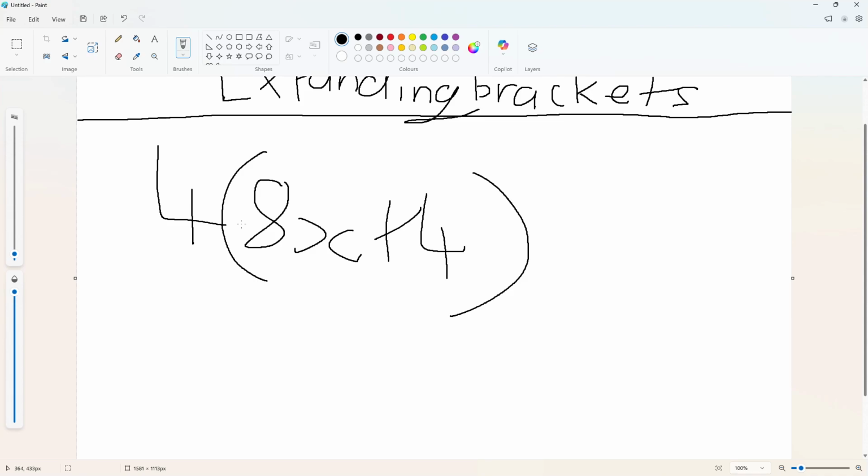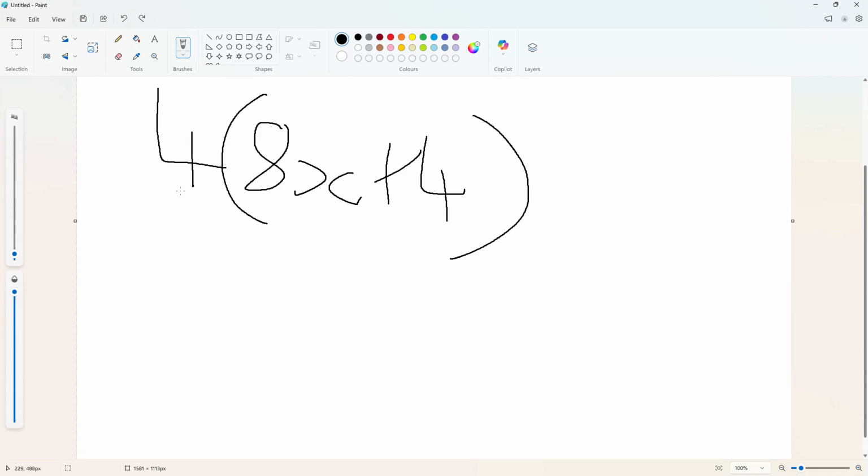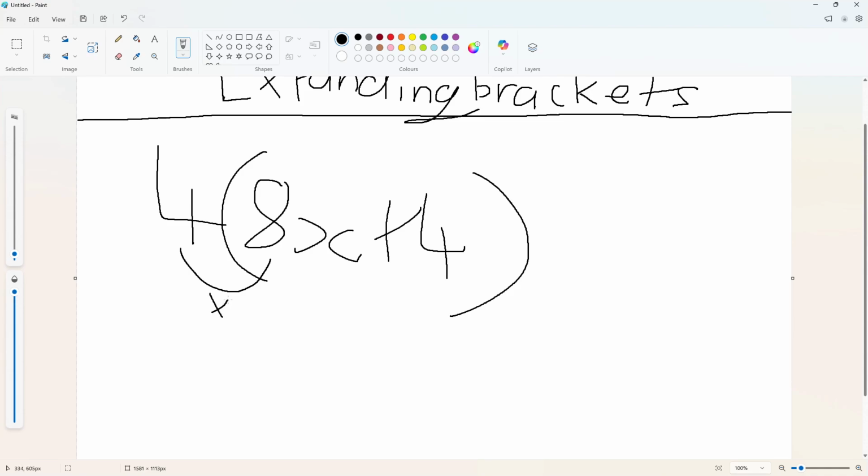When you see something like this, it means you're going to multiply everything on the inside of this bracket, so these numbers here, by this number. So this is called expanding. So you're going to want to multiply the first two terms.